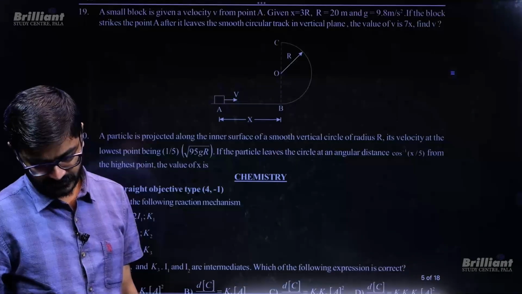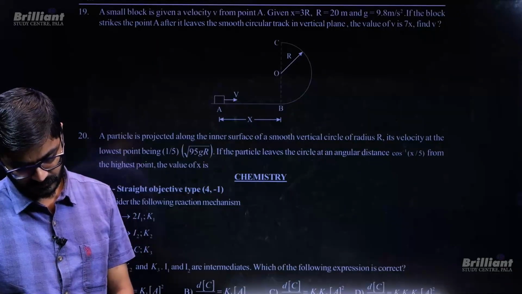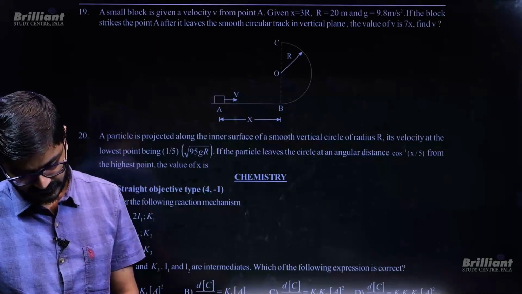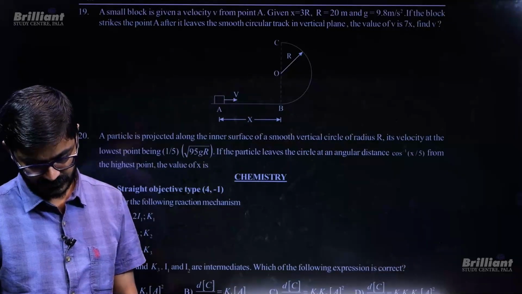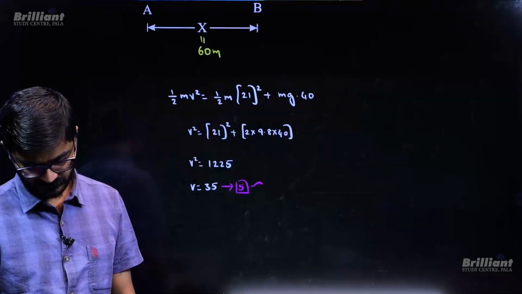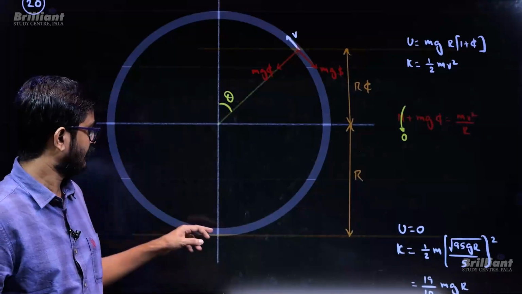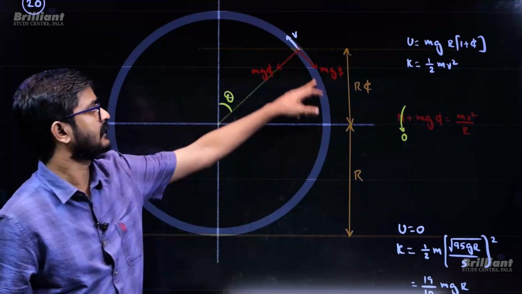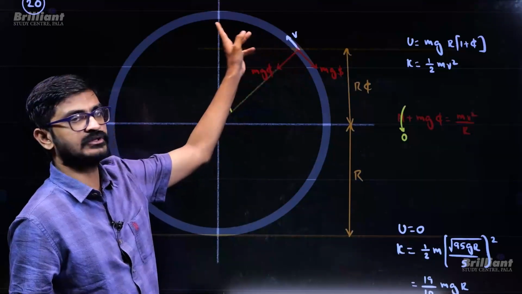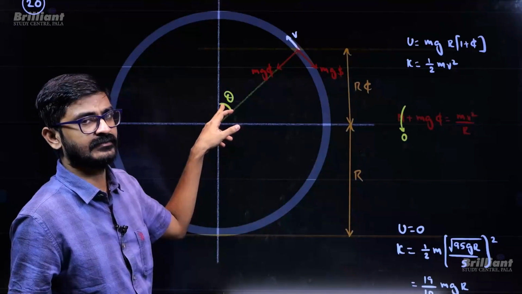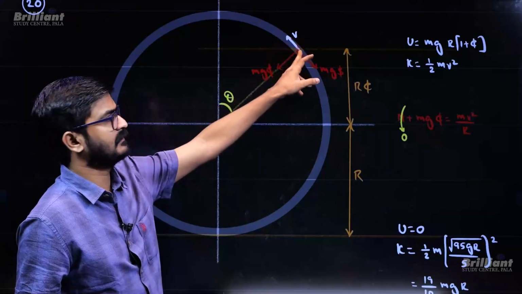A particle is projected along the inner surface of a smooth vertical circle of radius r. If its velocity at the bottommost point is something, and the particle leaves the circle at an angular distance from the highest point, then find the value of x. So they have given some velocity here and they are saying it is going to leave the circular motion here and perform projectile motion from here, where this angle is theta with the vertical. Here the velocity is v, in this direction.